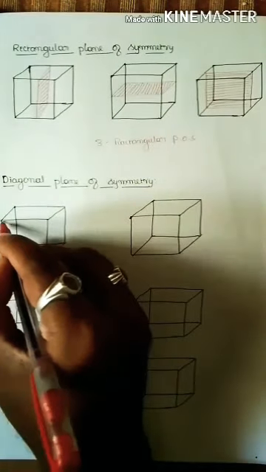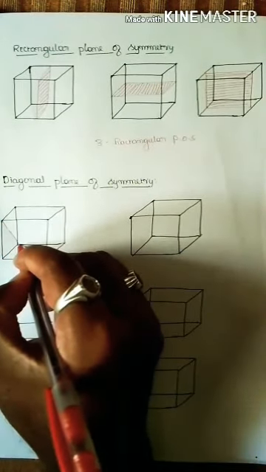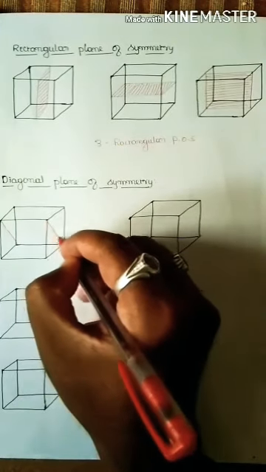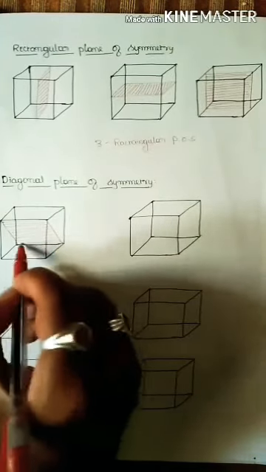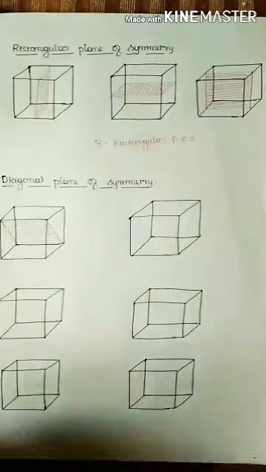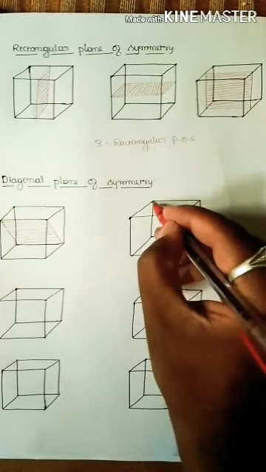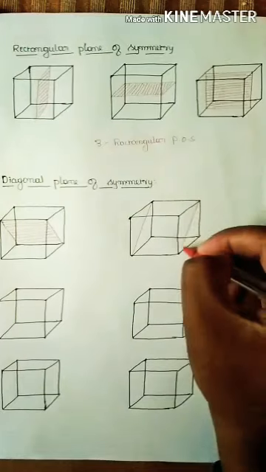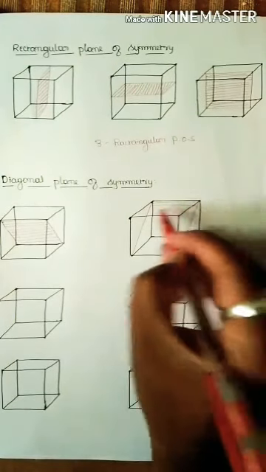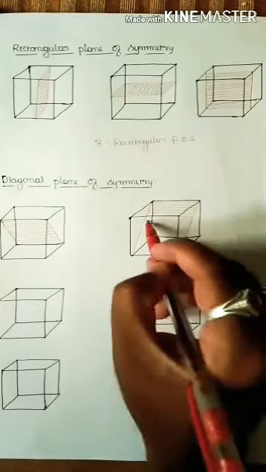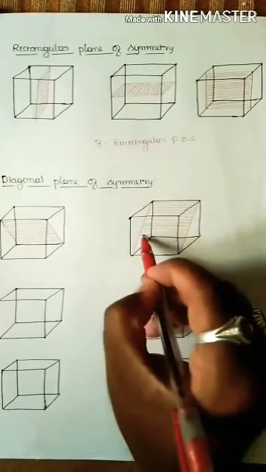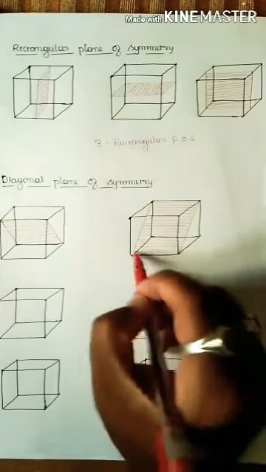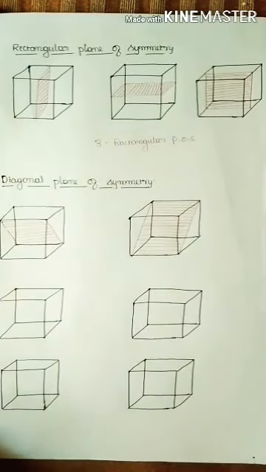In that, the first one is this one. This is one plane. And this is the second plane. You can observe in both cases, the plane is passing through diagonally opposite edges, right?